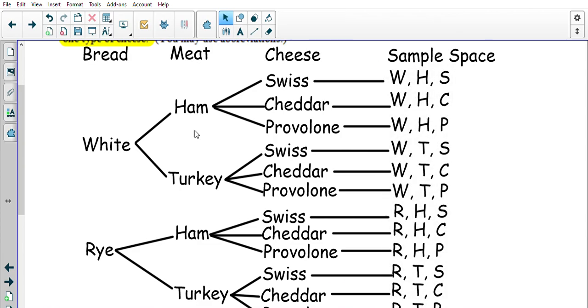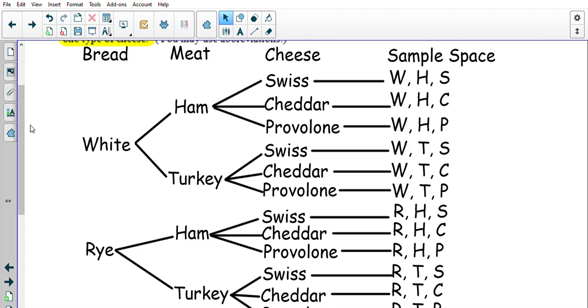So notice how I did use abbreviations here. So I've got WHS, excuse me, that's white, ham, and Swiss. And then I go white, ham, cheddar, white, ham, provolone. Now I go down to turkey: white, turkey, Swiss, white, turkey, cheddar, and white, turkey, provolone.